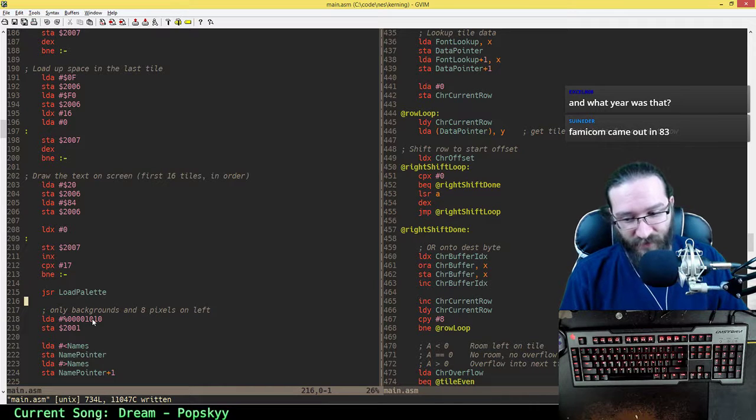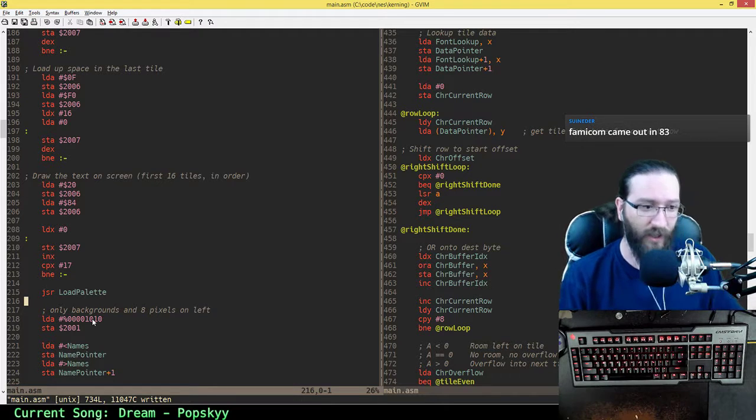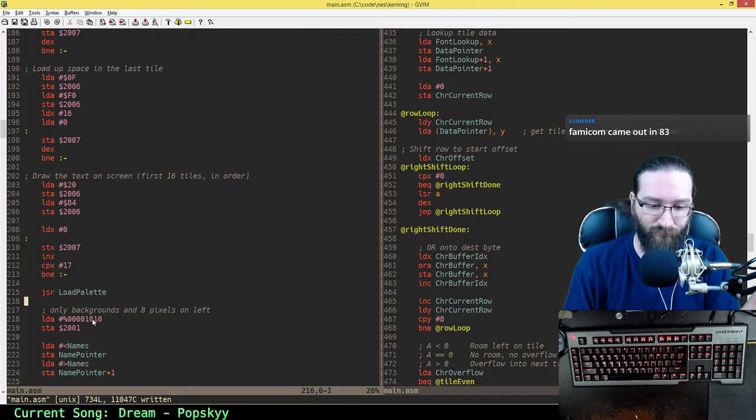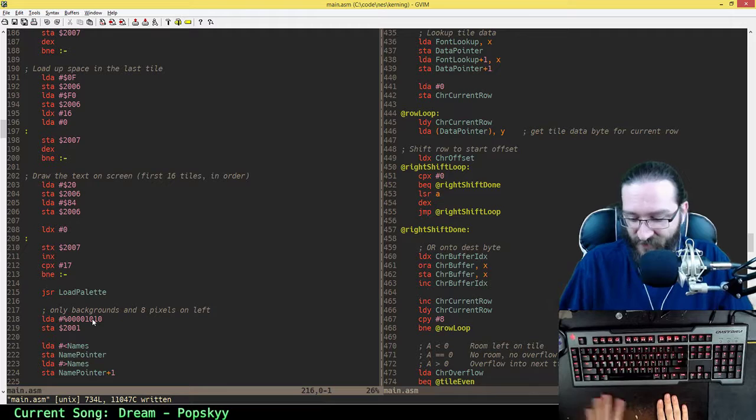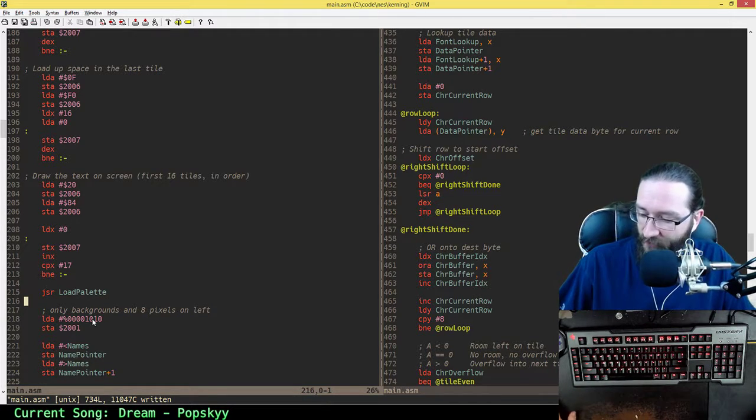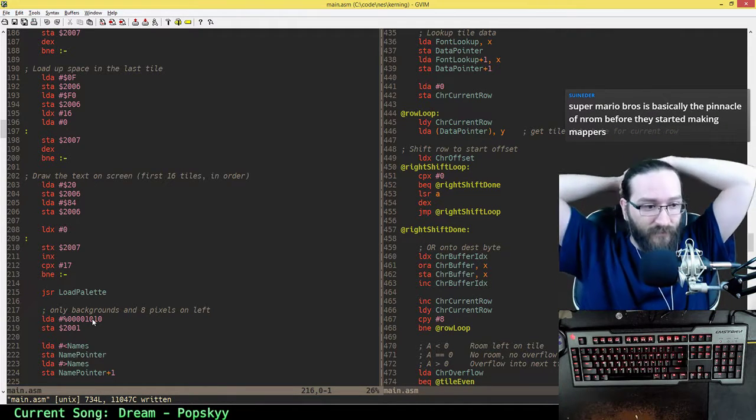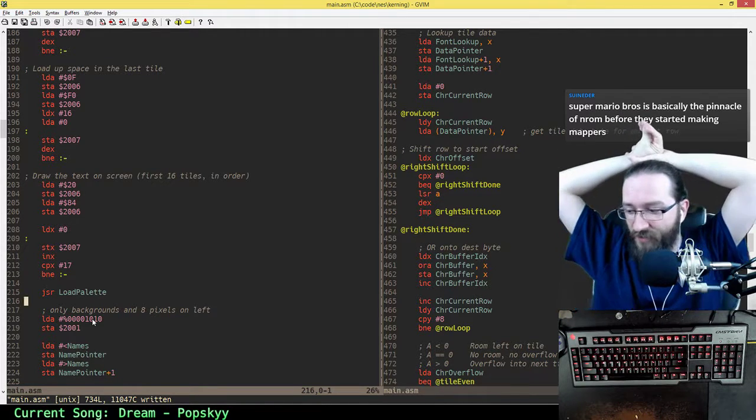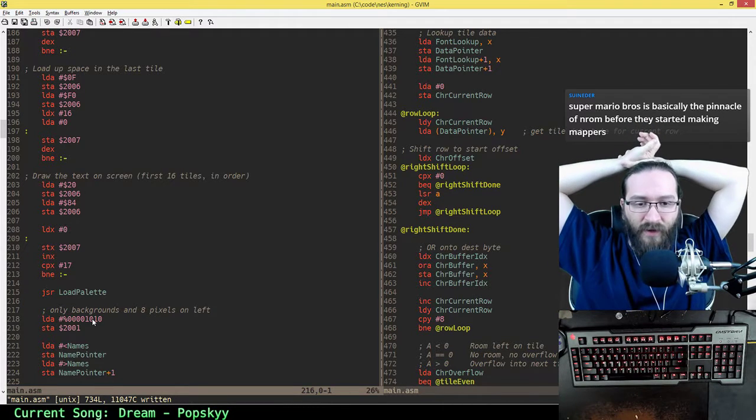So yeah, the very first games, all of the release titles, were NROM games, so they did not have any sort of mapper or anything in them. They were just the really cheap board: two ROM chips, the CIC chip, the DRM chip, and nothing else. Eventually, companies wanted more space than that. Super Mario Bros. is basically the pinnacle of NROM before they started making mappers. Yes, they did a lot there with what little they had.